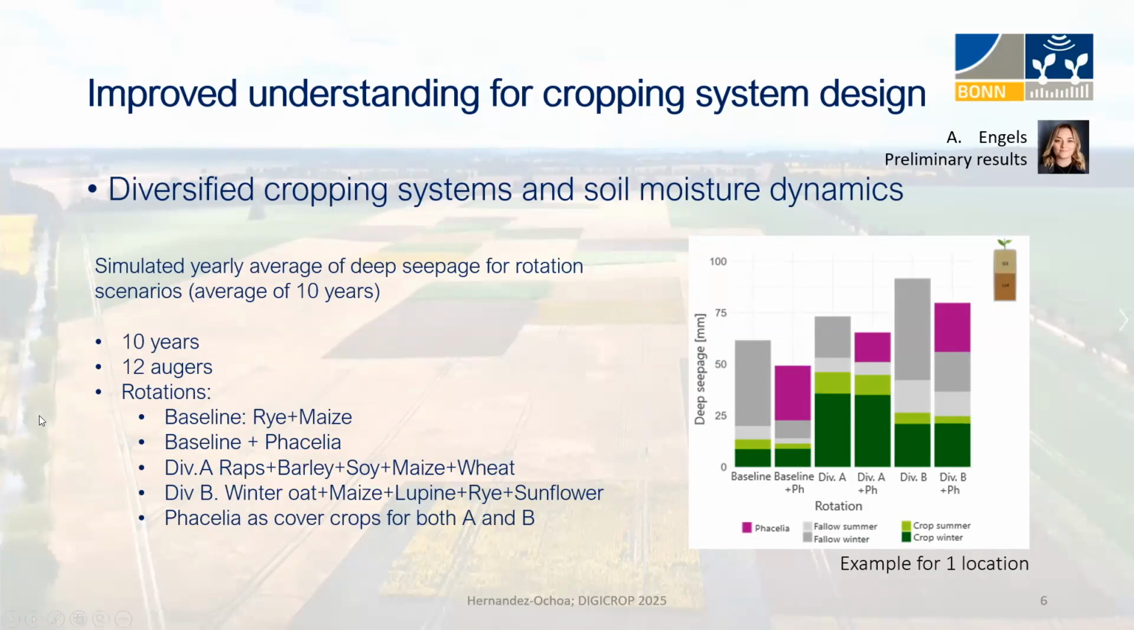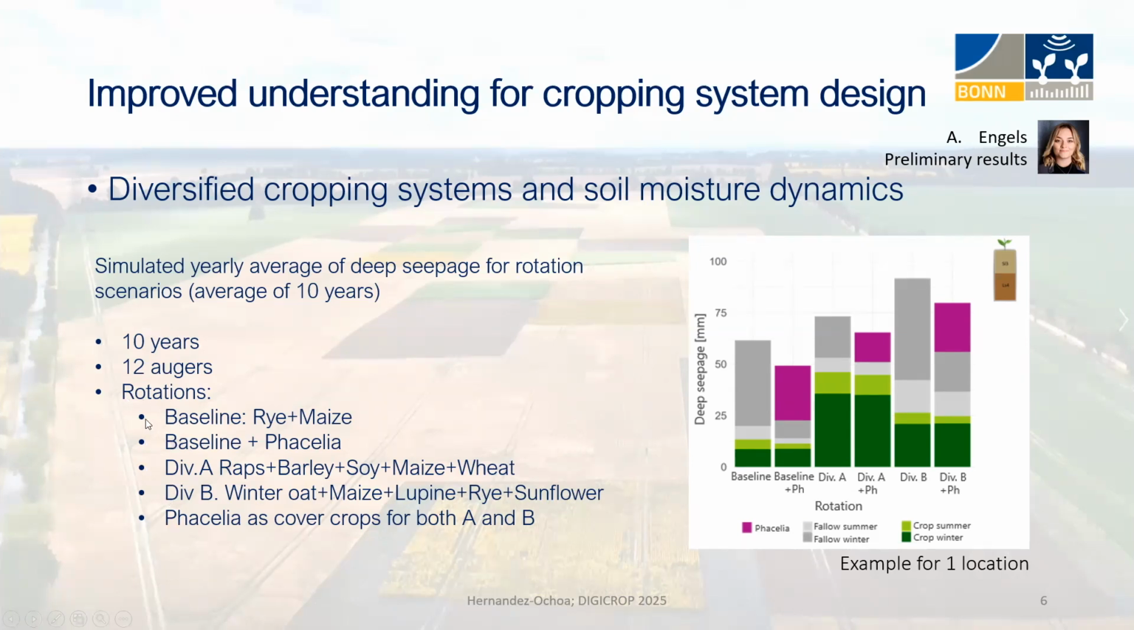I wanted to show you also an additional example where we applied the model to quantify the effect of diversified crop rotations on soil moisture dynamics. For this study, we also used data from the patch crop experiment. But in this case, we created different rotations, which were simulated for 10 years. We used just 12 augers, which had very distinctive soil characteristics. And then you can see here the different rotations.